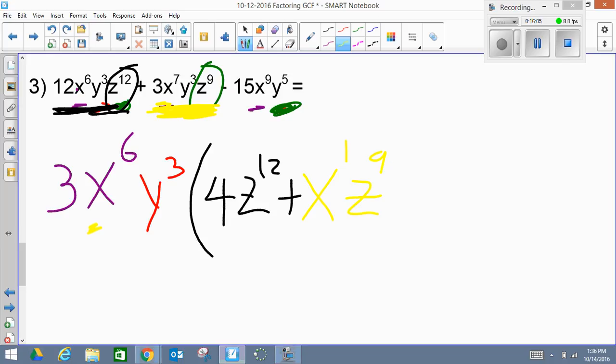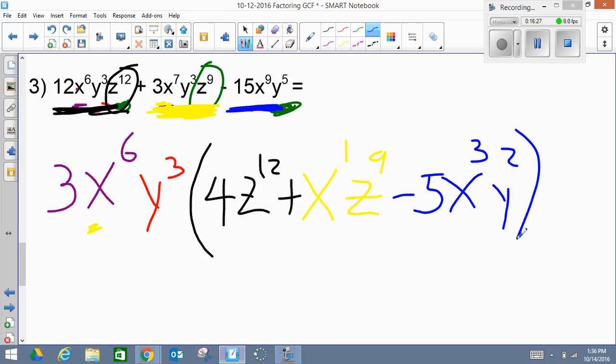Last term, let's use blue for that. You got minus 15x to the 9 y to the 5th, so minus 15 divided by 3, 5. X to the 9 divided by x to the 6, 9 minus 6, 3. Y to the 5th divided by y to the 3rd, y to the 2nd. And that should be your answer. Okay? Alright guys, study please. Take care.